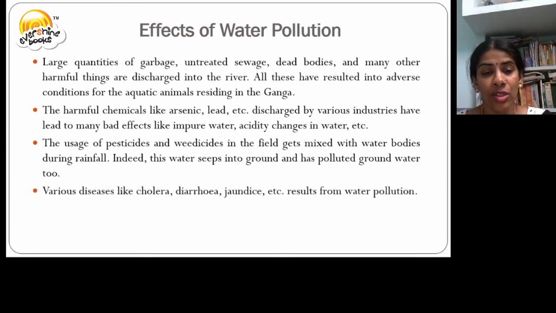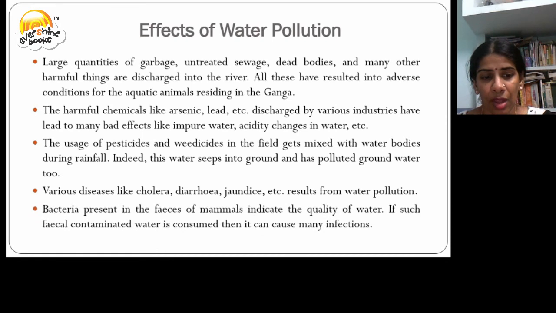There are various diseases like cholera, diarrhea, jaundice, etc. caused due to water pollution. The places nearby the cities take up the river water for drinking purposes. Bacteria present in the feces of mammals indicate the quality of the water. If such fecally contaminated water is consumed, then it causes many infections.